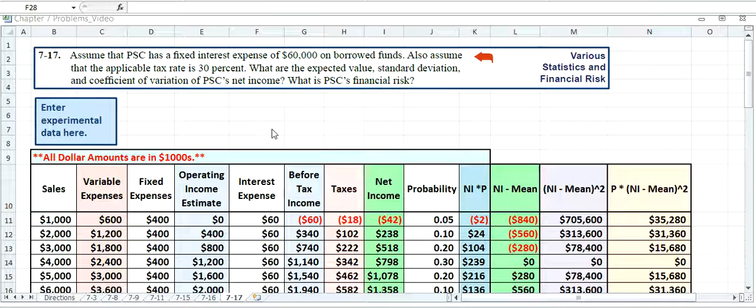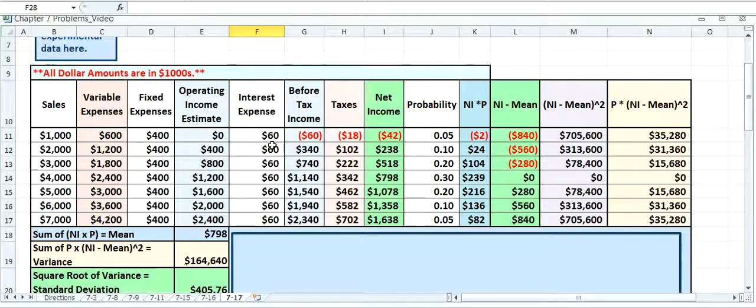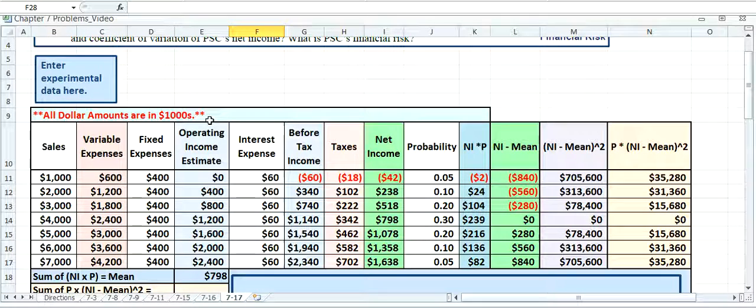In this video, we're looking at our last problem for our homework, which is 717. And once again, we're using the same data that we used for problems 715 and 716, except now we're adding in a fixed interest expense of $60,000 on borrowed funds. So this is the fixed cost of our debt, which we're going to put in right down here in our table as 60, because once again these are dollar amounts in thousands.